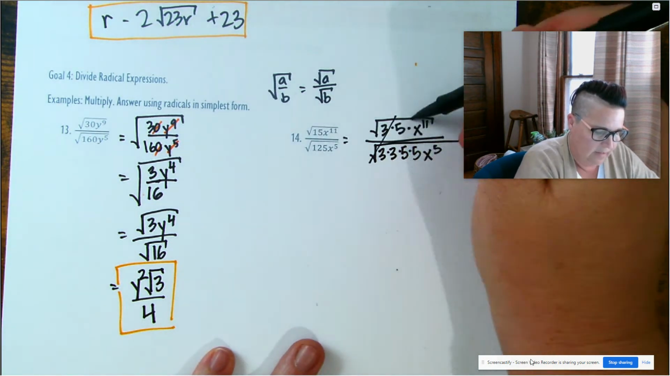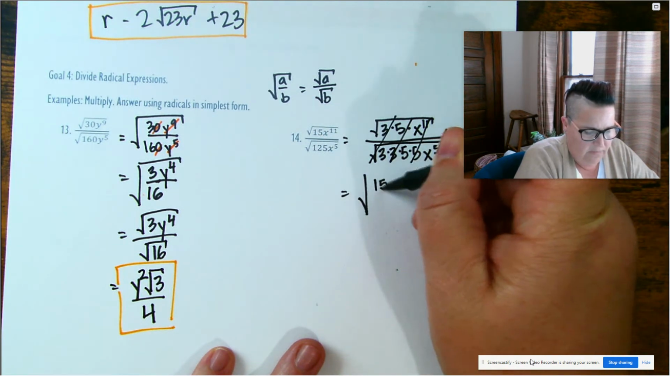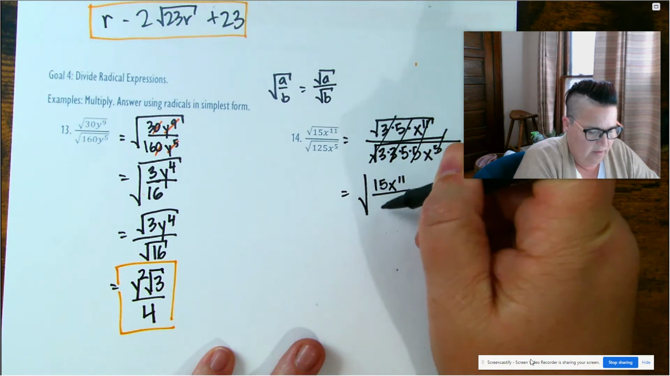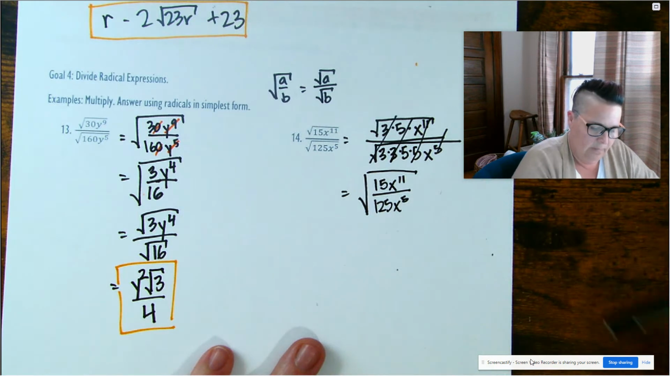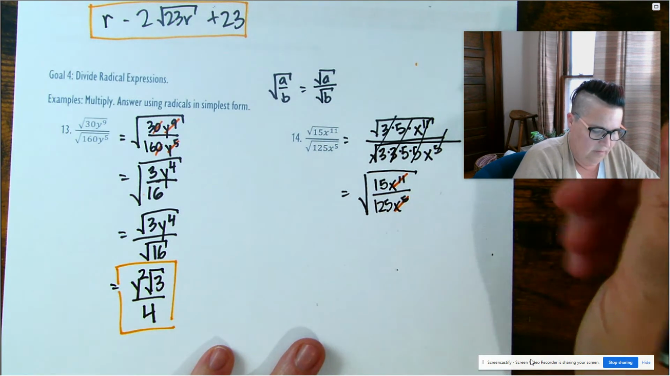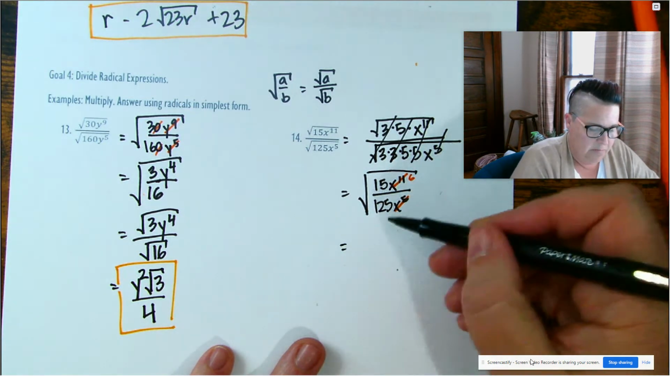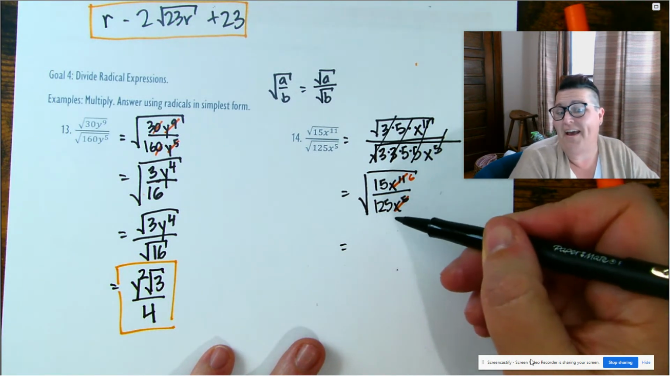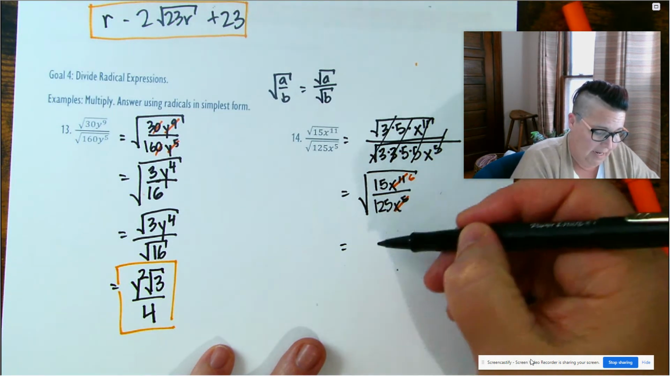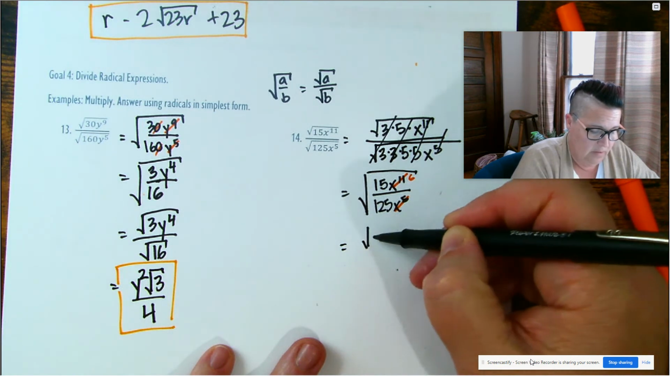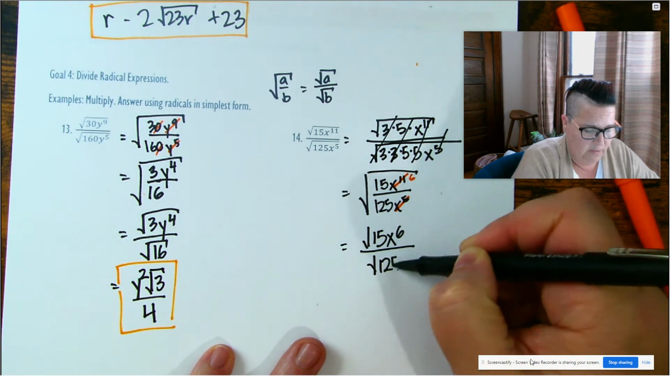I'm going to backtrack this guy. I'm going to rewrite this as the square root of 15x to the 11th over 125x to the 5th. I'm going to cancel these guys and get x to the 6th. And I'm not going to cancel the 15 because 125 I know is 15 squared. So I'm going to have the square root of 15x to the 6th over the square root of 125.